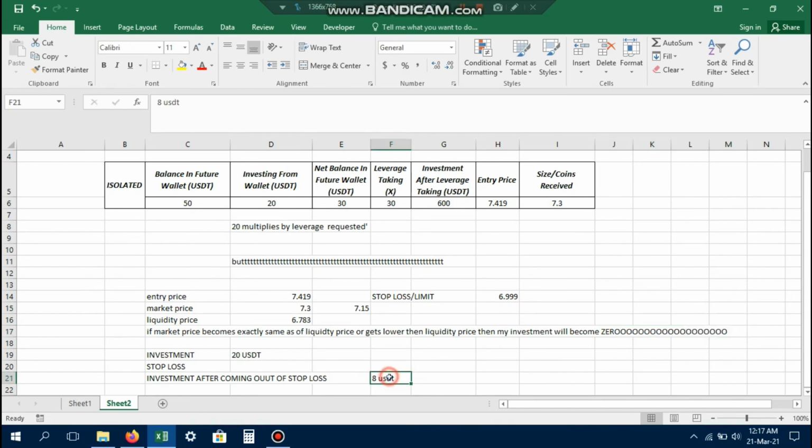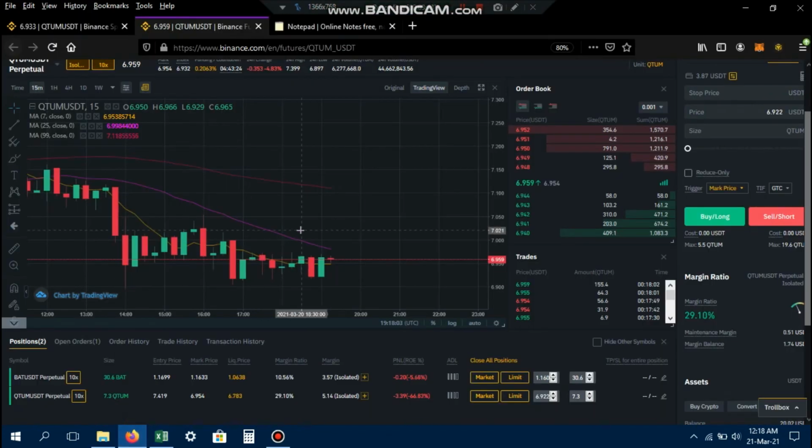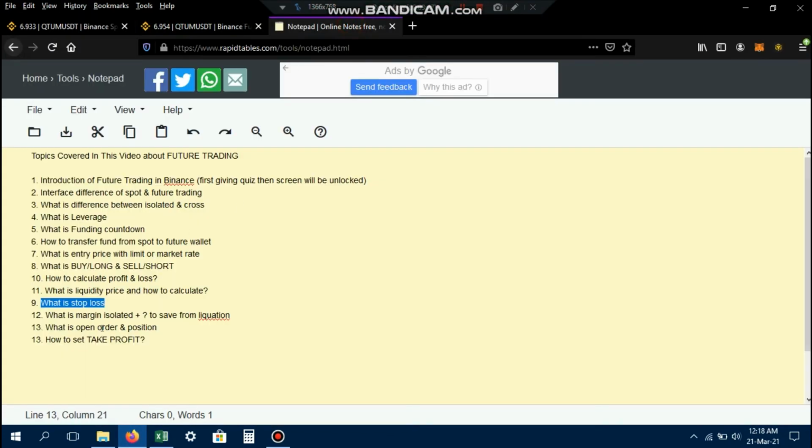At least I won't be standing at zero. I will have at least some investment in my hand from my invested amount. I invested 20, so instead of becoming zero, I will have at least some amount of USDT with me. However, I will be in loss, but at least I will have some coins or some USDT to trade further. So I hope you have understood what stop loss is. Now the next thing is what is margin isolated plus.